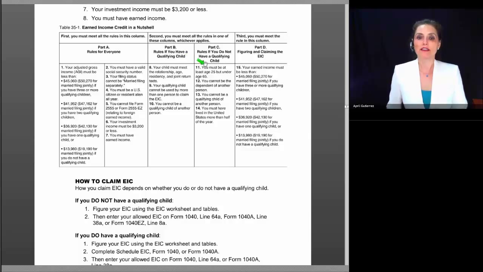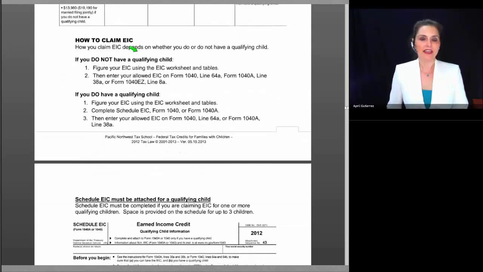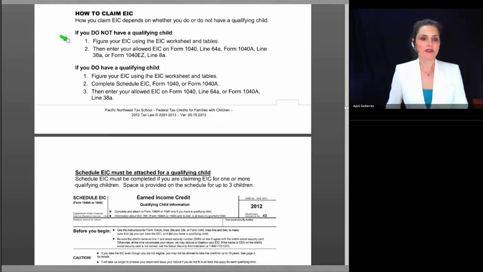You must be at least age 25 and under age 65. You cannot be the dependent of another person. You cannot be the qualifying child of another person. And you must have lived in the United States for more than half the year. So that's the nutshell rules, as the IRS calls them. Now, how do you go about claiming the earned income credit? You've pretty much figured out, I've got someone, they qualify for earned income credit. How do I give it to them? Well, here's what you do.